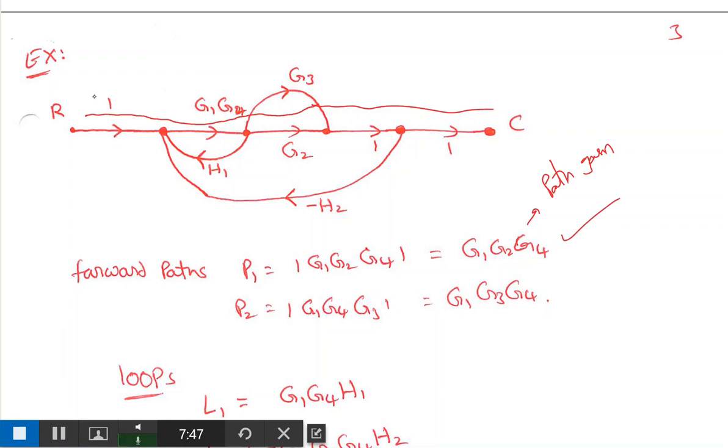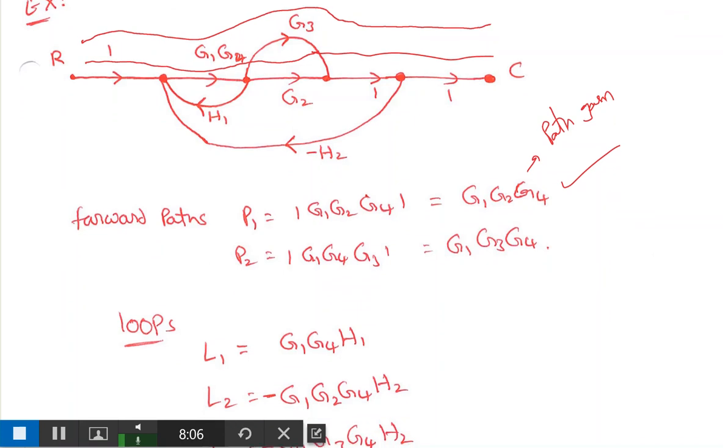Another forward path you can see starting from R reaching C. Here I'm going through 1, G1, G4, G3, 1 and 1. So that is another forward path. We have only 2 forward paths here, so k equals 2.